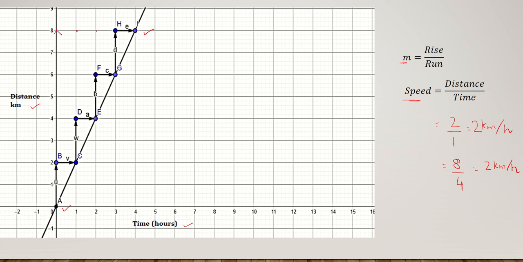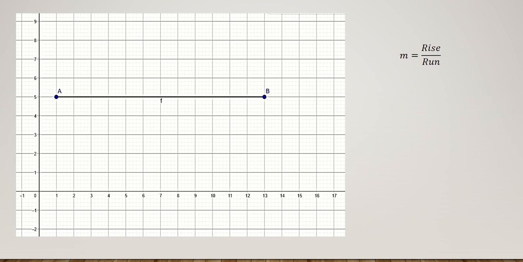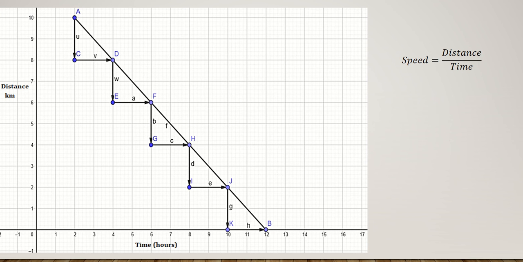So you can see the speed we can achieve with the help of distance divided by the time taken. Now if we have a horizontal straight line and I want to calculate the speed, there is no distance covered. There is only run, there is no rise. So the rise is 0 and the run from point A till point B is 12. So the speed is 0 km per hour because you are not moving.